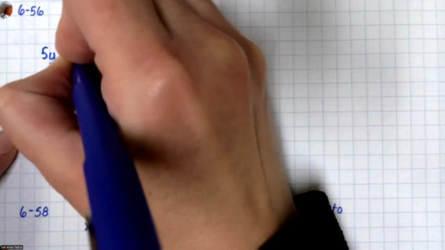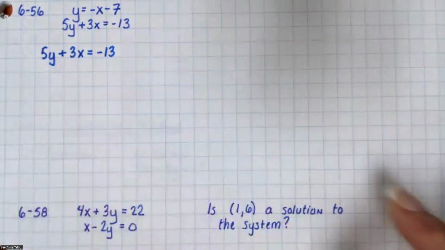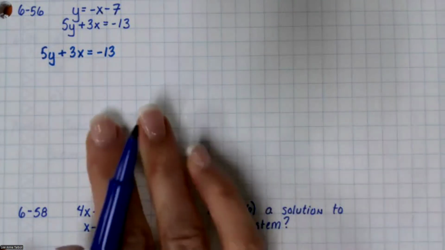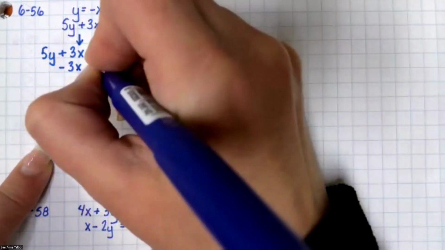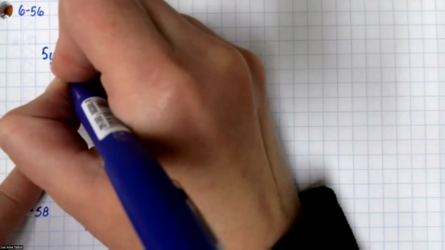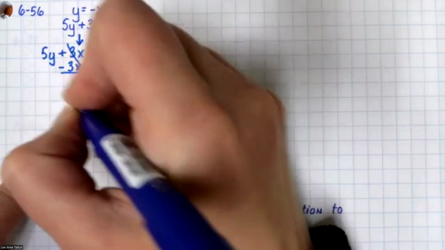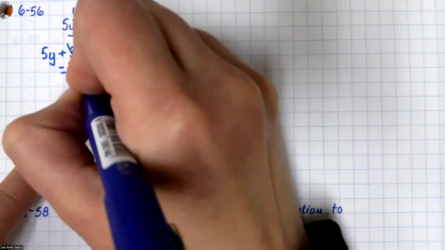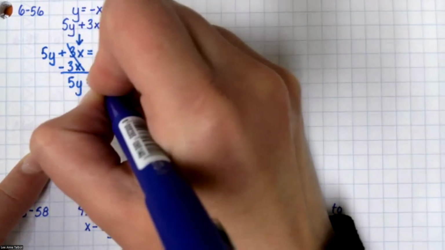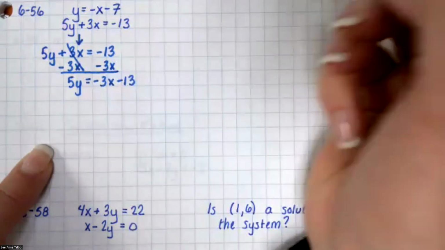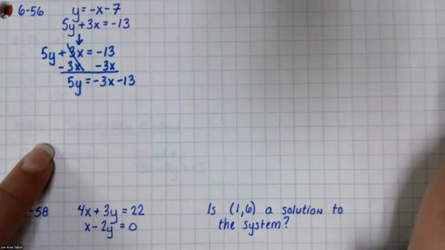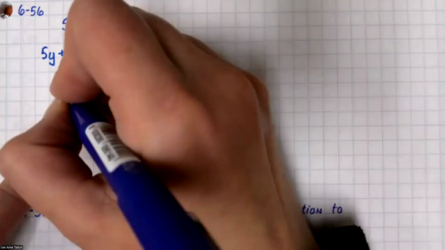5y plus 3x equals negative 13. Okay, so we're going to practice what we learned at the beginning of the chapter and get y by itself. So I'm going to undo the x first. Divide by 5.